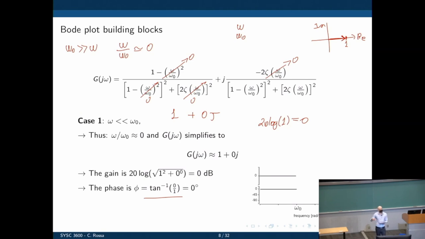So up to the cutoff frequency, the phase is 0. The magnitude is 0 decibels. This is exactly the same we found for the real pole on the real axis. Remember, up to the cutoff frequency, 0 phase, 0 magnitude. Same thing here for the complex case. Questions here? No?